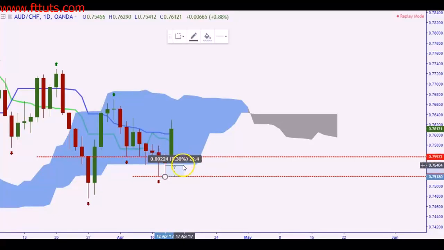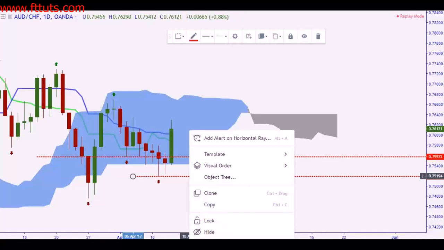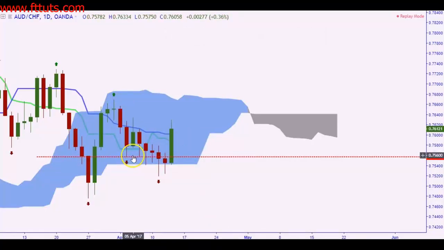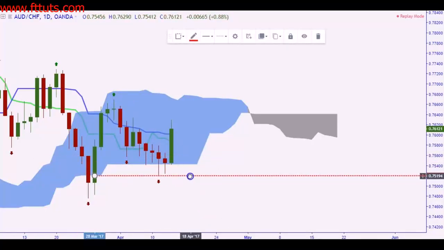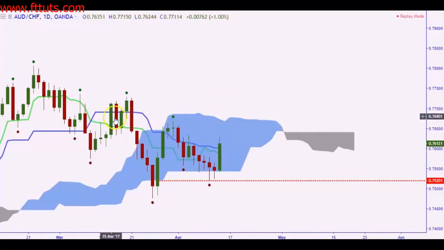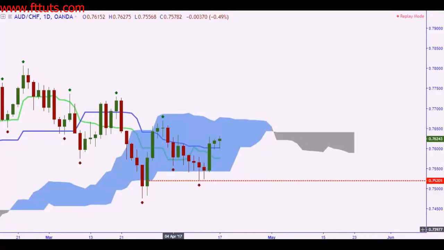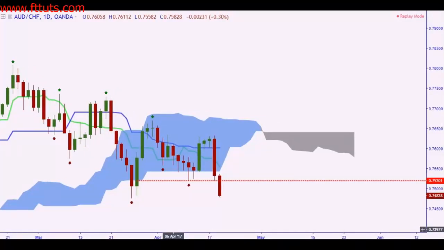39 pips. You wouldn't have done much there. You would have got stopped out for more than that. All right. So we're looking at the fractal here. This is our entry. Bearish still. Triggered again, and we're in a trade.